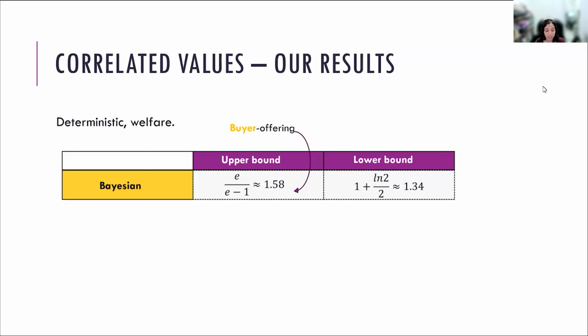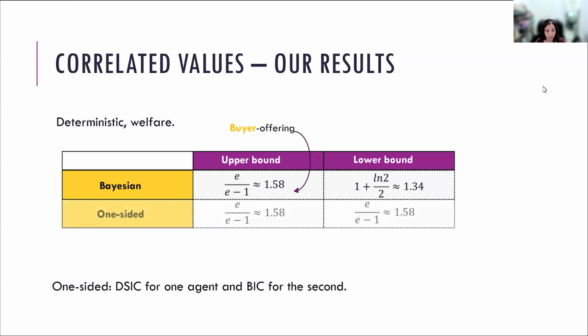And so we define a class of such mechanisms that we call one-sided. These are mechanisms that are dominant strategy for one of the agents and Bayesian for the other. Now for this class of mechanisms, we show a matching lower bound of e divided by e minus 1. And so in this class, the buyer offering is optimal.